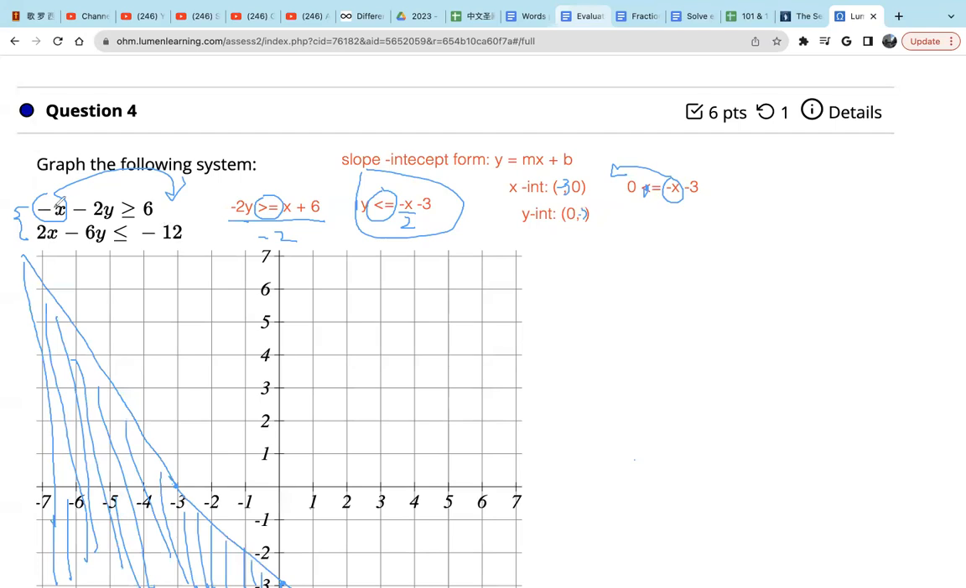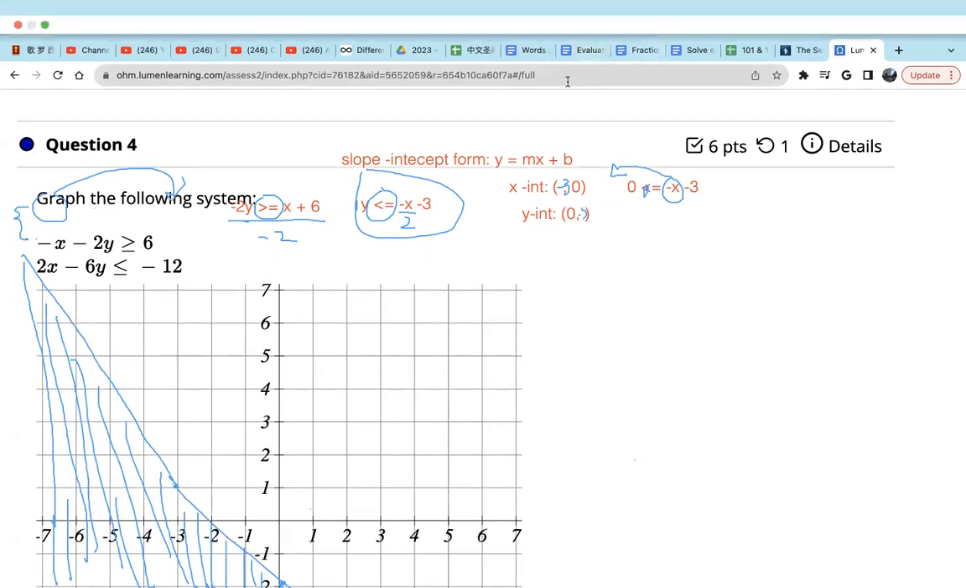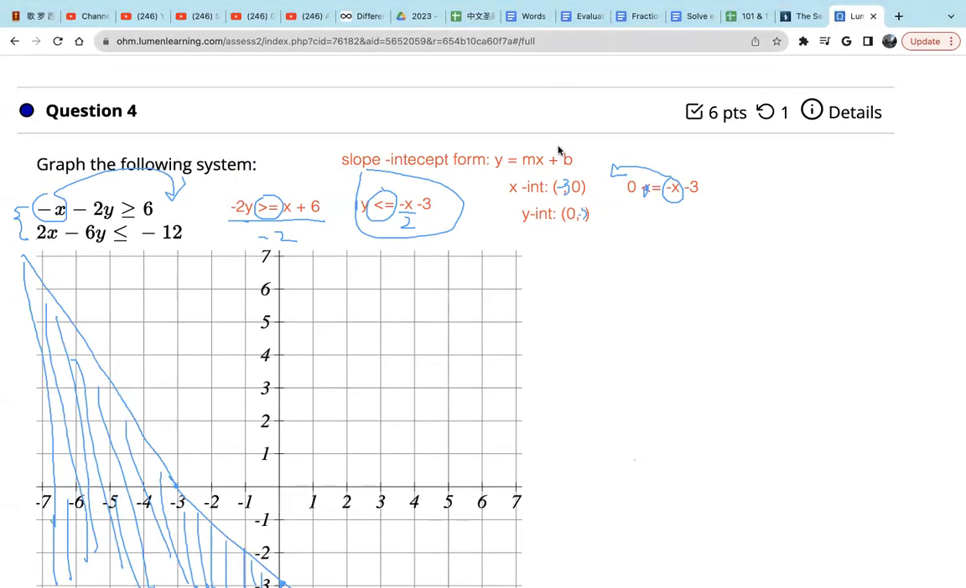Now, similarly, let's draw for the second one. Let me change my color to be green, maybe orange. Orange is not obvious. Let's do a green color. Now we want to do this one.